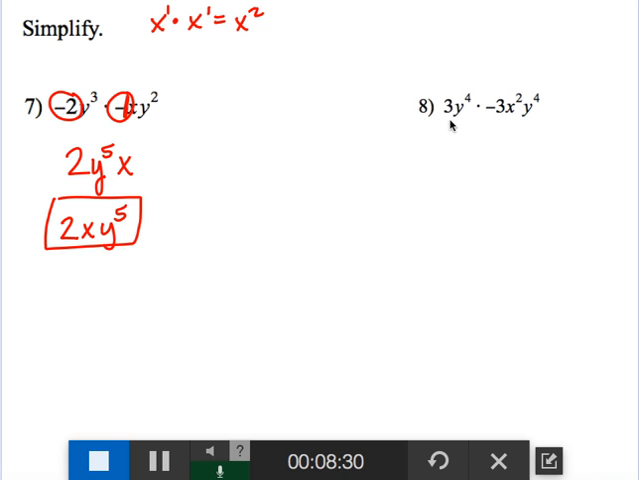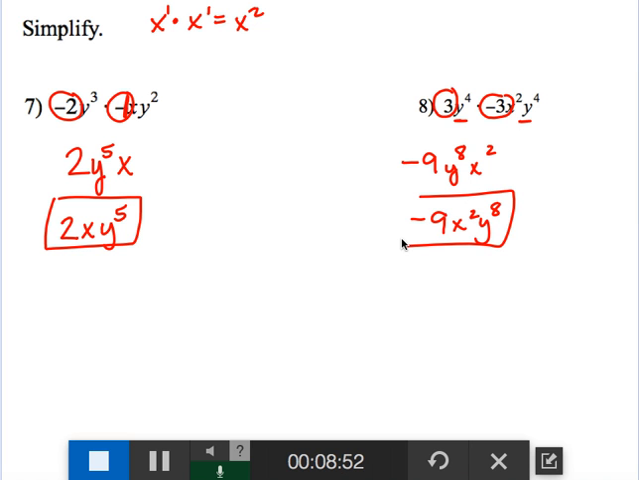For number 8, again, you treat the numbers just like you would. Positive 3 times negative 3 is negative 9. You've got y to the 4th, so that'll give you y to the 8th. And again, you don't have any more x's, so you'll just keep it as x squared. And again, they'll probably write it like this.